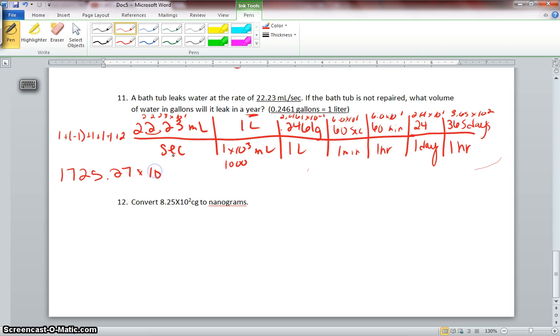times 10 to the, so 1, okay, so that's gone, so it's going to be 2, 3, 4, 5. Okay, but then we do have to move this, so it's going to be 1, 2, 3. So that's going to be 1.725 times 10 to the 8th gallons per year. Now sig figs, we should have 4. So 1, 2, 3, 4. I just ended up having the right amount there. So gallons per year.